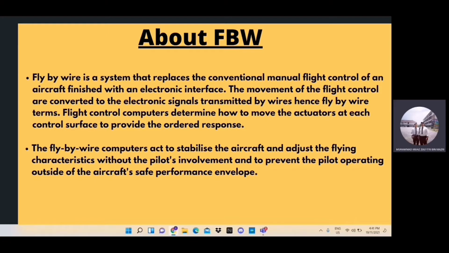The fly-by-wire computer acts to stabilize the aircraft and adjust the flying characteristics without pilot involvement, and to prevent the pilot from operating outside of the aircraft's safe performance envelope.